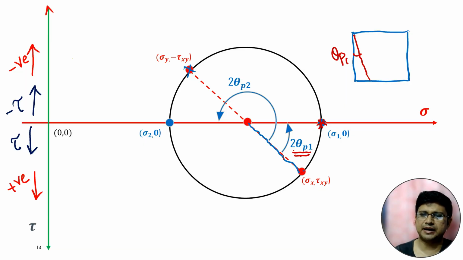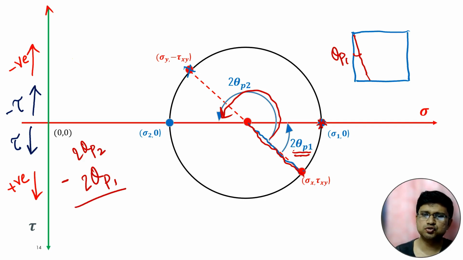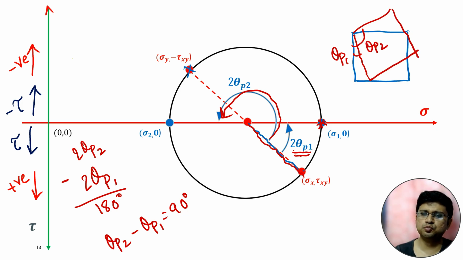And what is the angle between the vertical plane and the minor principal plane? That is actually 2 theta p2. And the gap between 2 theta p1 and 2 theta p2, in Mohr circle, is actually 180 degree. So theta p2 and theta p1, this gap will be 90 degree. So this is theta p1, this will be theta p2. These two planes will be the planes of major and minor principal stress. This will be the plane of major and this will be the plane of minor. And their angle will be like this.